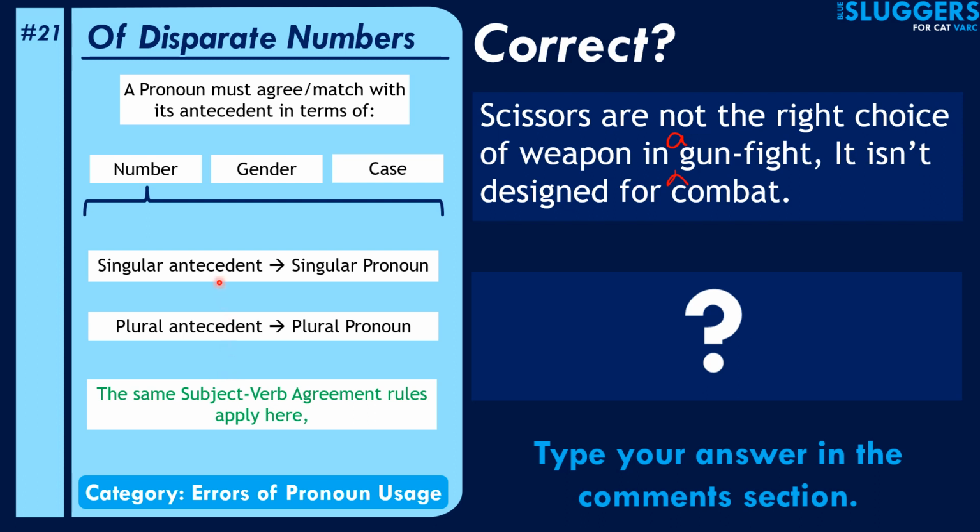By the way, so far as the parameter of number is concerned, in the context of a pronoun agreeing with its antecedent, all the rules that you have for subject verb agreement, like the appendage rule and some rules that we discussed earlier for subject verb agreement errors, will all apply here as well, because it's about numbers again.